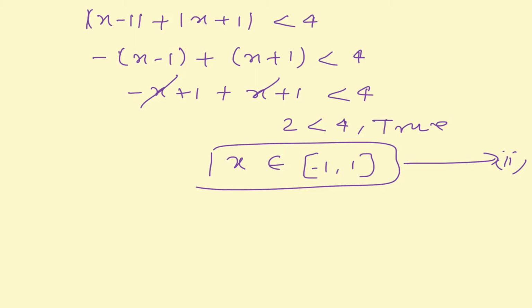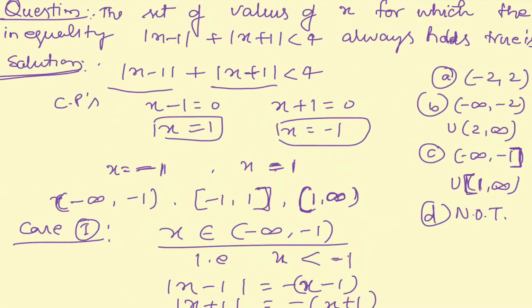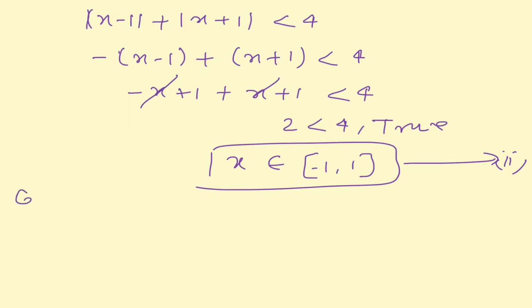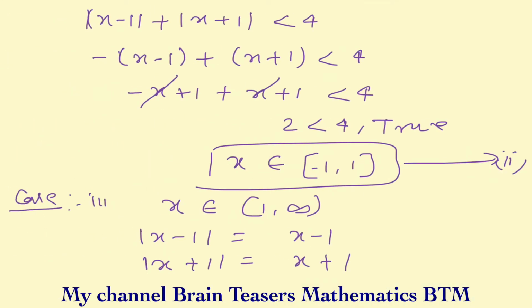And the third case we are going to see. What is the third case? Third case is x from 1 to infinity. So case third is x belongs to 1 to infinity. Then mod of x minus 1 will be positive, and mod of x plus 1 will also be positive. So this is case third.